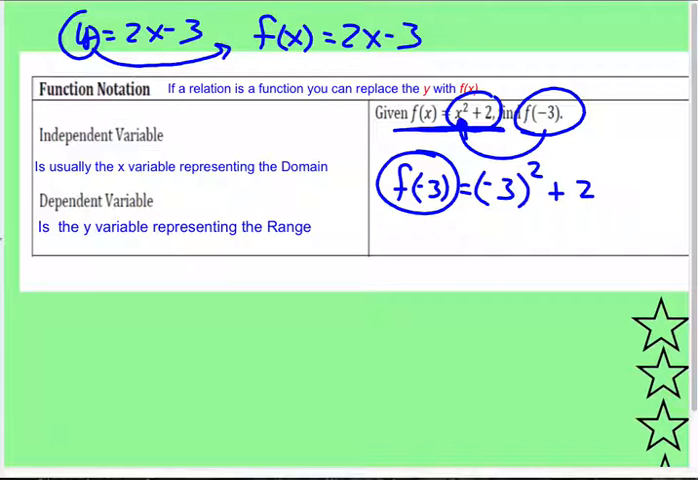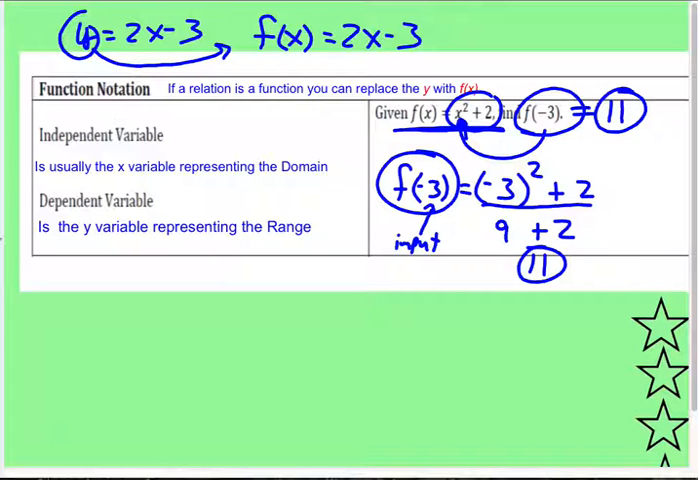This is just my title of my function, and it's telling me what my input of the function is. This is what I want to evaluate over here. -3 squared, which is -3 times -3, or 9, plus 2 is 11. So f of -3, our output is 11.